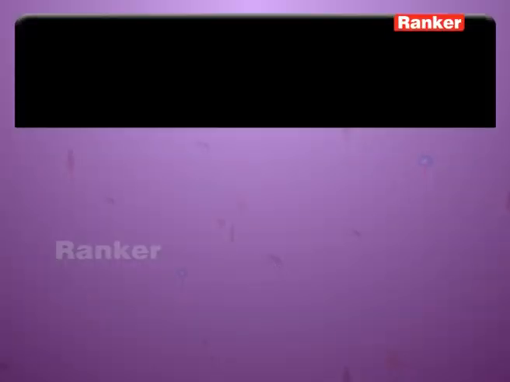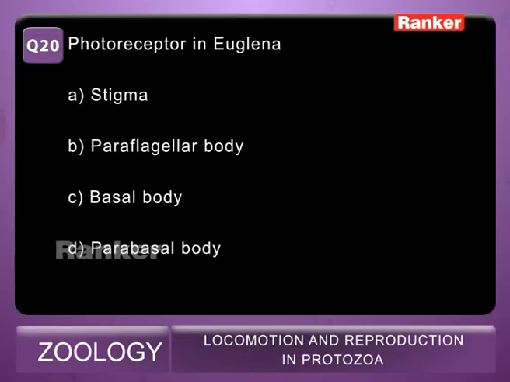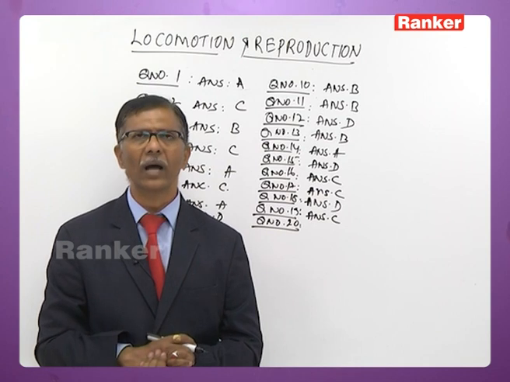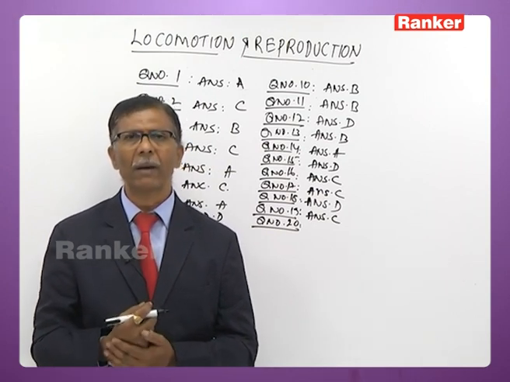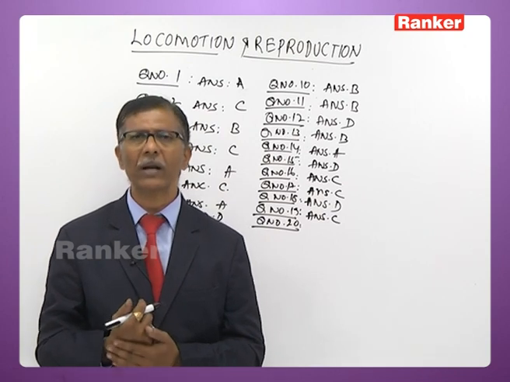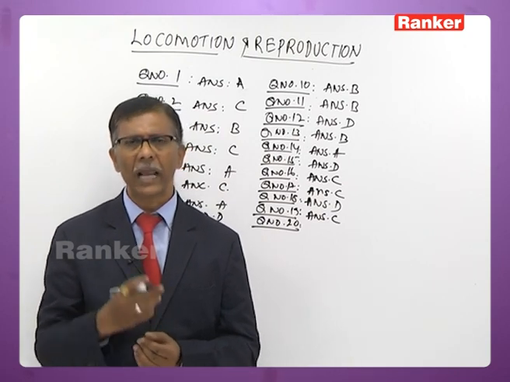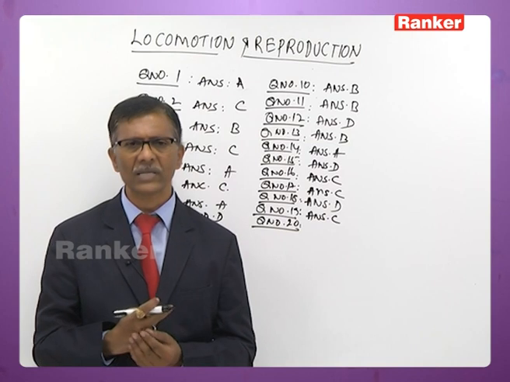Now question number 20, photoreceptor in Euglena is A. Stigma, B. Paraflagellar body, C. Basal body, D. Parabasal body. Now in Euglena, the photoreceptor is paraflagellar body. Paraflagellar body is deposited with a pigment called lactoflavin that helps in reducing the intensity of sunlight.